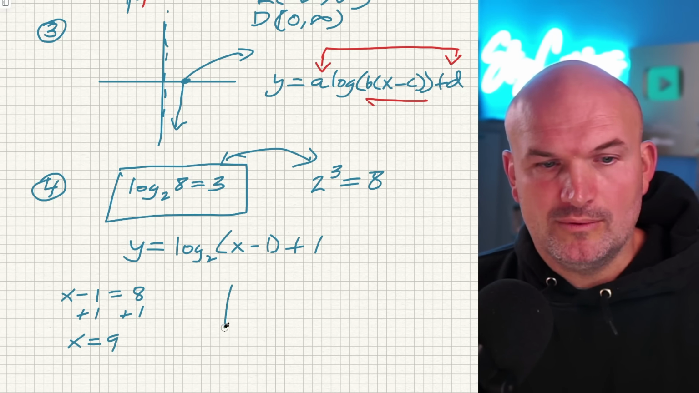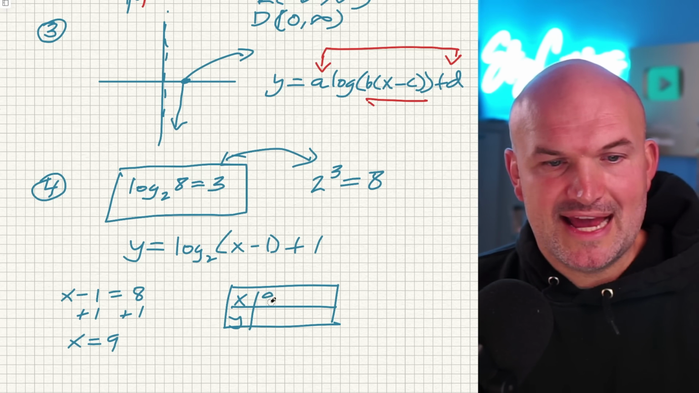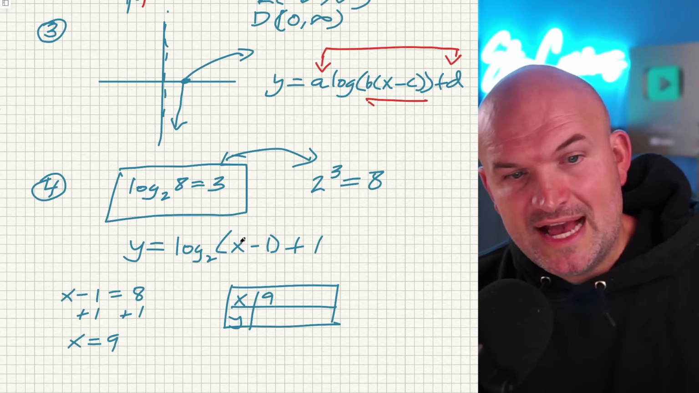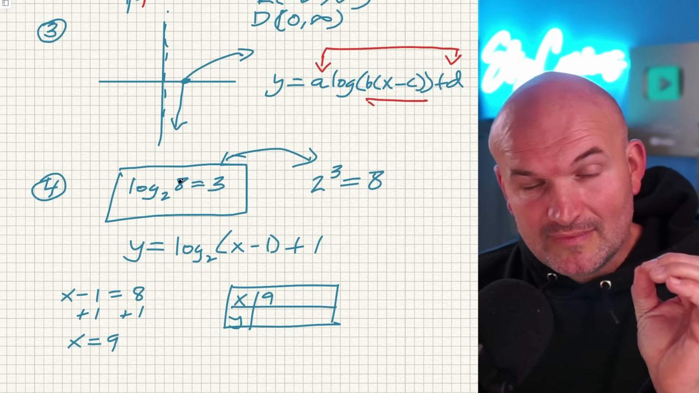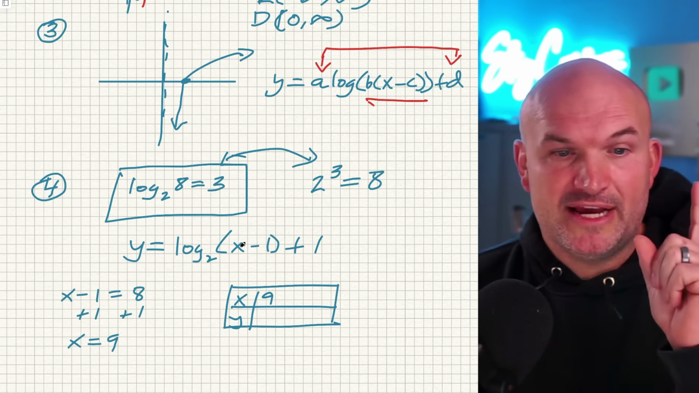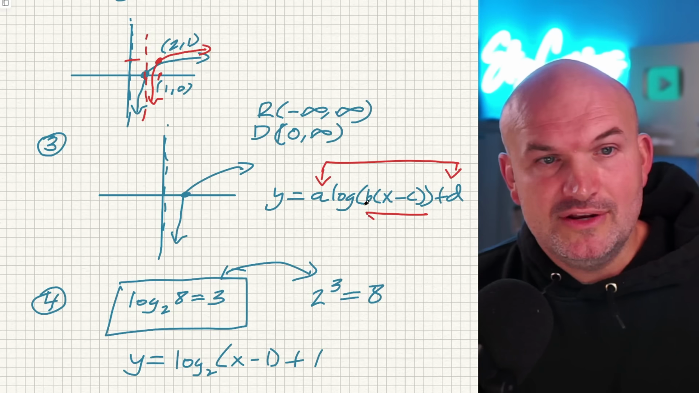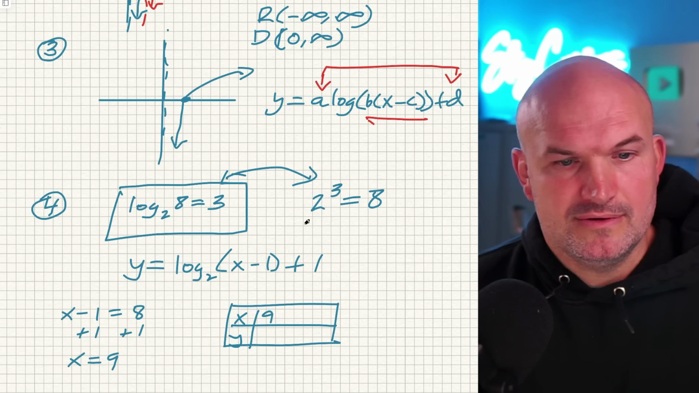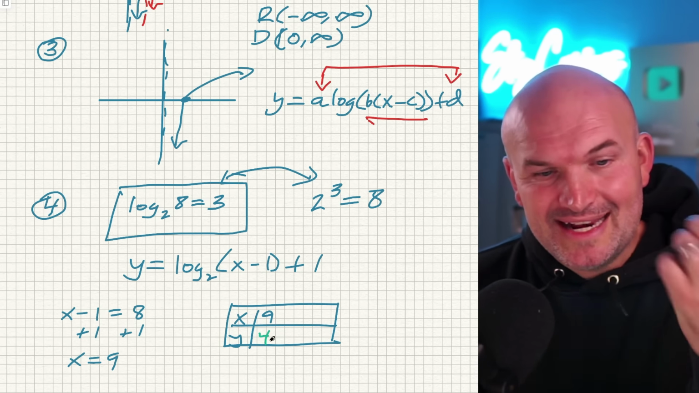Now, why is this important? Well, because now I can create a table of values with my x and my y term. So let's let x equal 9. Now let's figure out what that would be. If I plug 9 in for x, 9 minus 1 is 8. I know log base 2 of 8 is going to give me a 3, and then 3 plus 1 is going to give me a 4. So when x equals 9, I'm now going to get 4.